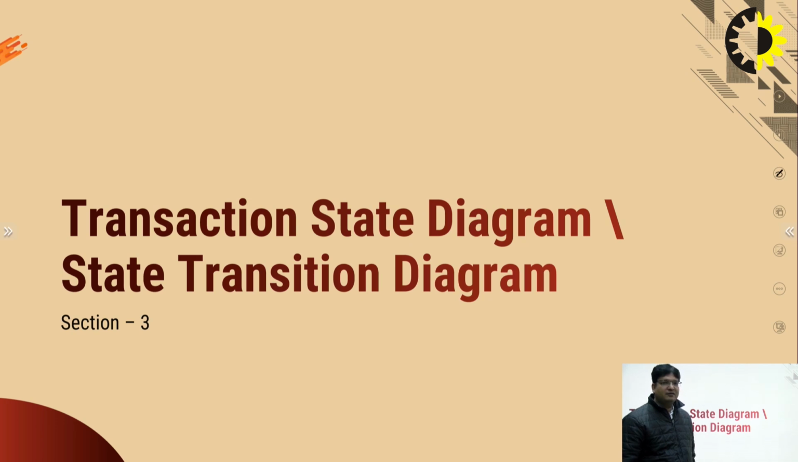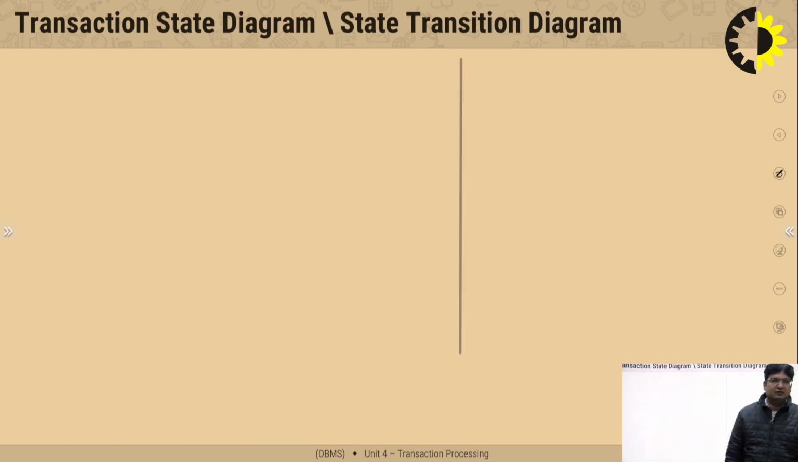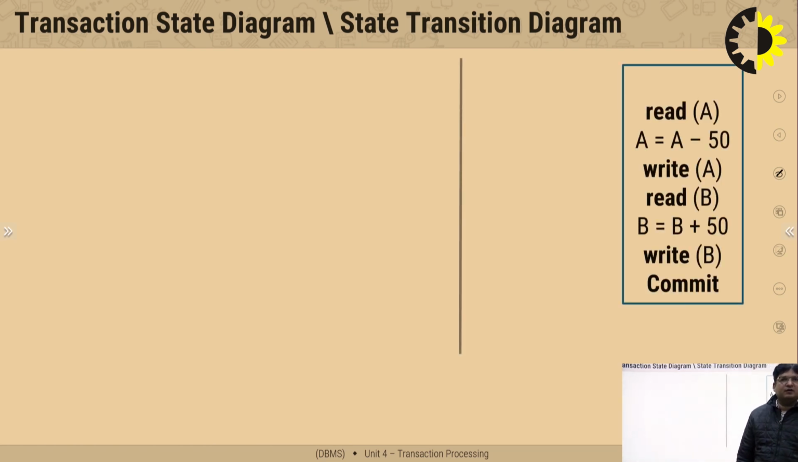Next, the various states, that is the transaction state diagram or transition diagram. We may have previously studied in operating system that a process undergoes several states during the course of its completion. In a similar fashion, a transaction also has several states during its completion. So, let us see each of them one by one.